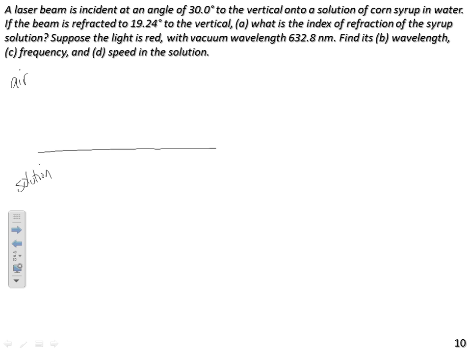And we'll say that it comes in at an angle here, 30 degrees from the normal, from the vertical. You don't need a protractor here, folks. All right? And it bends. It has to bend like that to an angle of 19.24 degrees. It's got to bend toward the normal here because we're going from air, n equals 1, to n equals something greater than 1. This is a less to more. It's got to bend toward the normal.